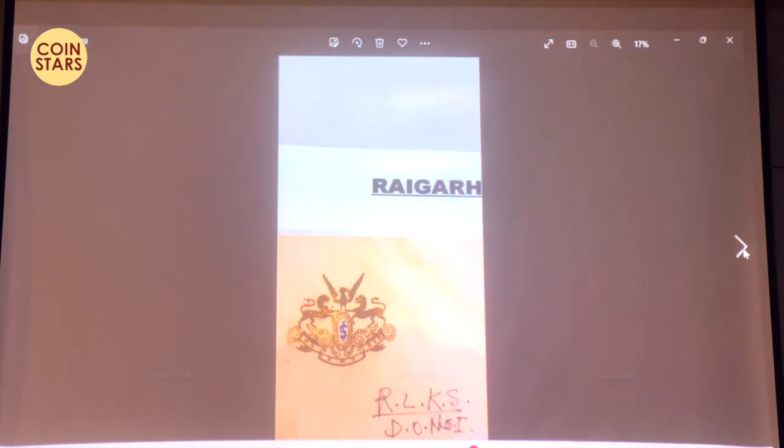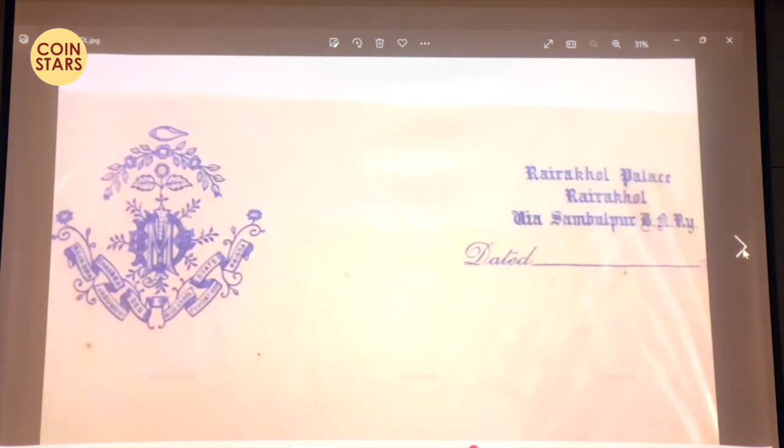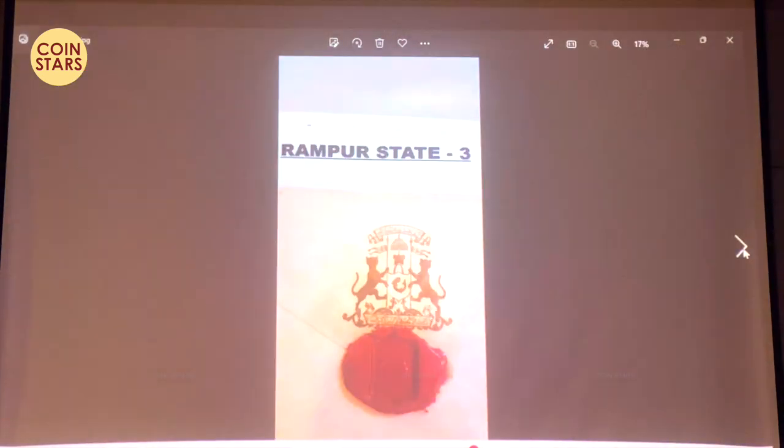This is Raigad. I think now that is in Jharkhand. Next, this is Raira Khol via Sambalpur. So that is again Orissa. Next, this is Rampur state with a seal.